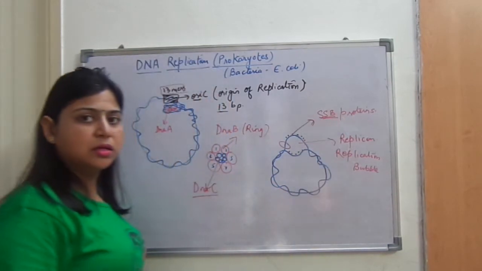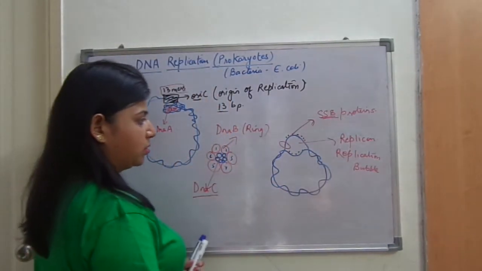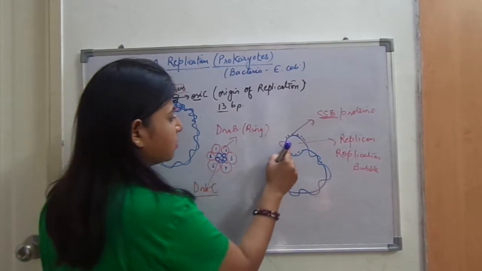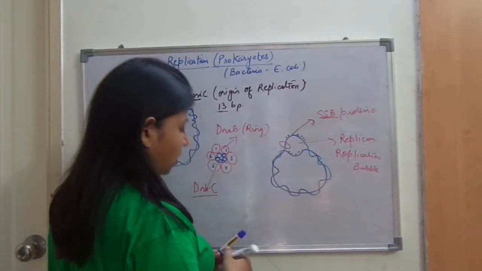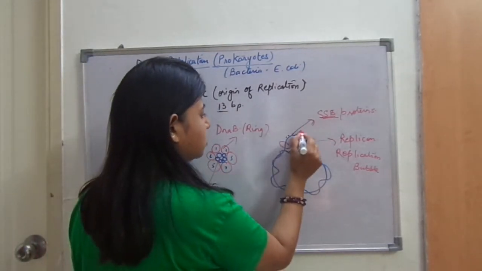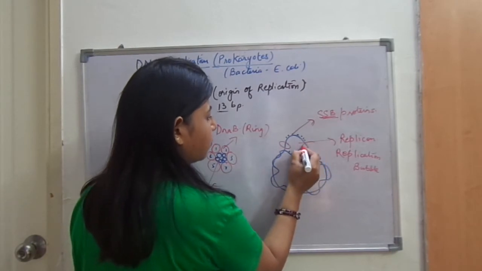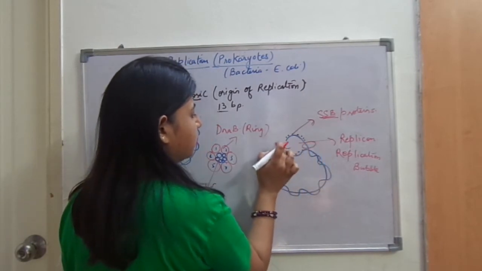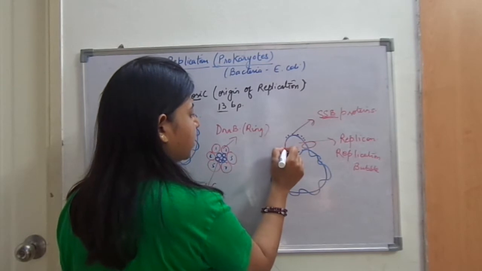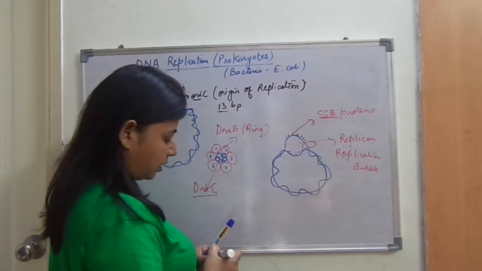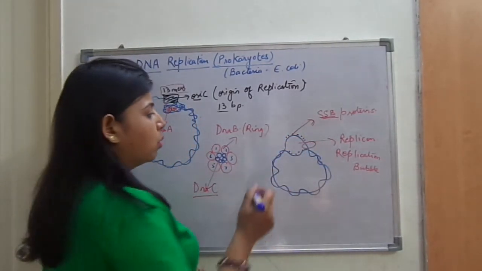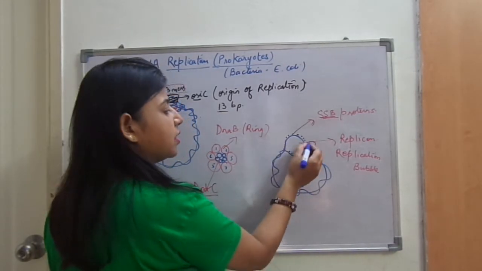SSB is single strand binding proteins, this protects. Now what happens? This helicase moves in a swirling fashion over here, and after some time it will reach this end. From this part, it will come and reach the other end. One DNA B enzyme is enough.